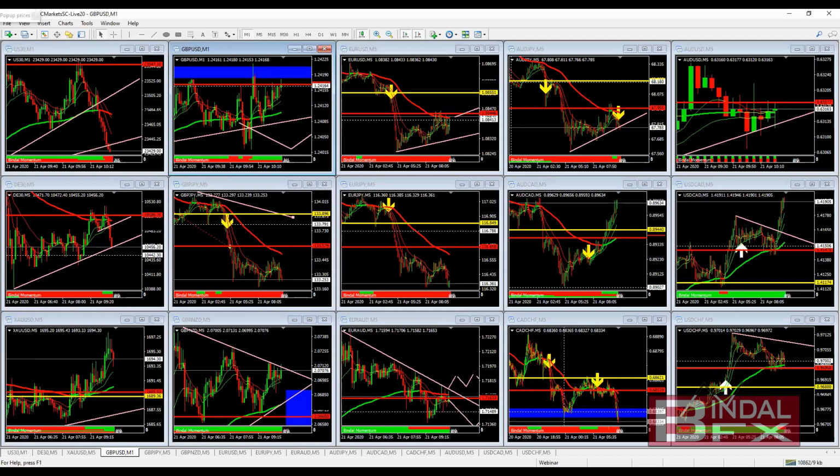Is there a support in place? Yes. Then you can look for longs. Is there not a support in place? No. Okay, so no longs. Is there a resistance in place? Yes, you can look for shorts. If there's no resistance in place, then you don't look for shorts. It's as simple as that.